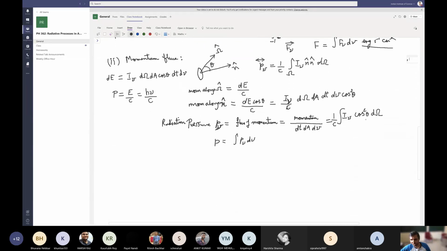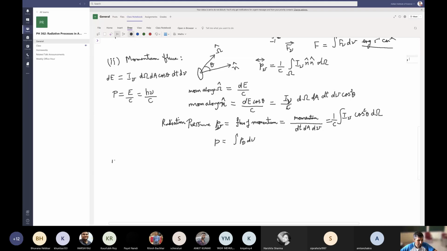And you can actually see why this cos square theta comes. If I take its components along some direction, so n hat dot that direction gives me cos theta. Okay, so this is just an aside, but an important one. So if someone really goes into radiative transfer, then you have to deal with all these mathematical aspects of it. Okay, so this is momentum flux.